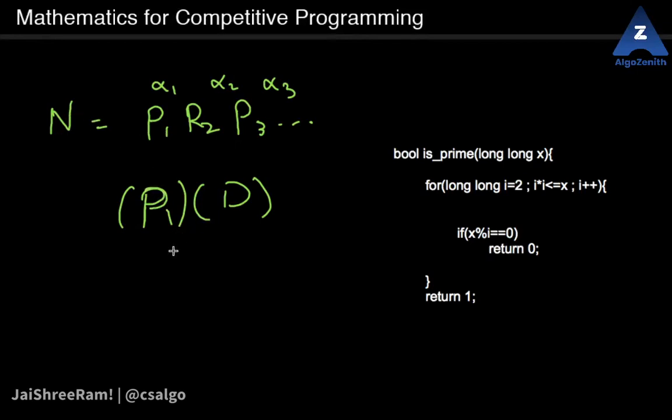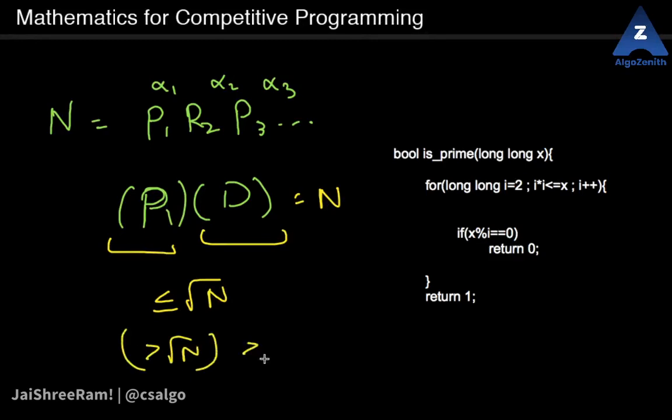If there are two parts and their product is equal to n, then one of the parts needs to be less than or equal to root n. Why is that? Because if both of them were greater than root n, then a number greater than root n multiplied by a number greater than root n would be greater than n, which is not the case since the product is equal to n. So one of them will definitely be less than or equal to root n.